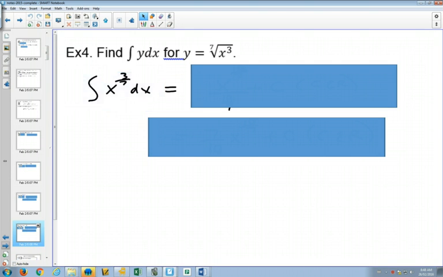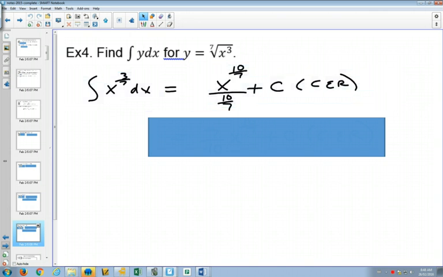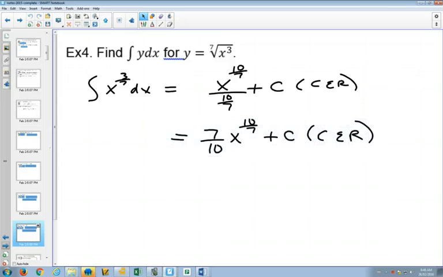And our last example here, again, we change it to rational exponent. Dividing by a fraction, then multiply by the reciprocal. And we get our answer.